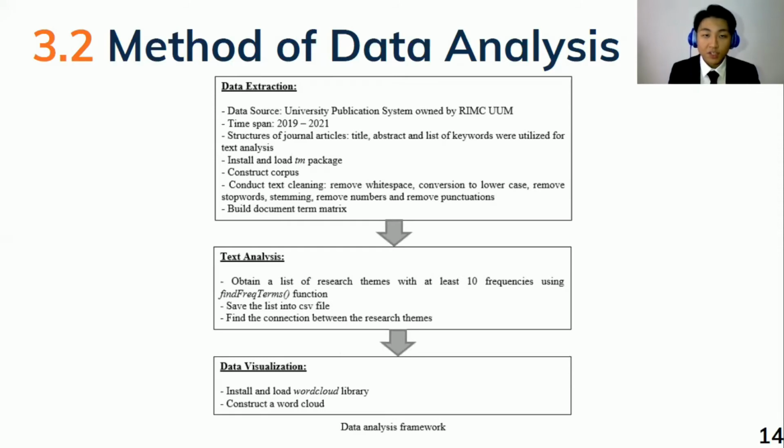First step is the data extraction. We construct a corpus and then we conduct a text cleaning, and finally we build the document term matrix. Second step is we conduct the text analysis to obtain a list of research terms with at least 10 frequencies using the find frequent terms function. We'll save the list into a CSV file.